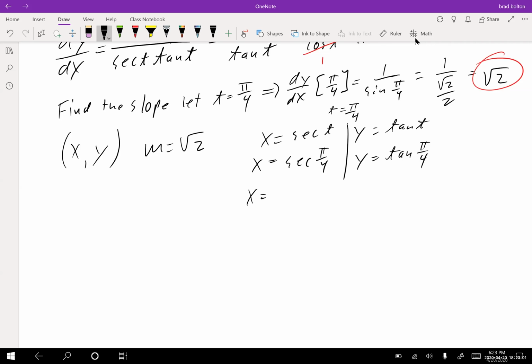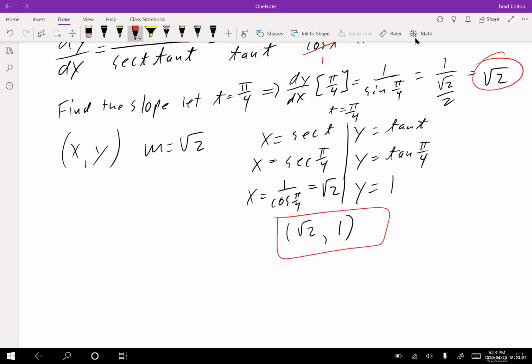Well, this is 1 over the cosine of pi over 4. And we should know that. The cosine of pi over 4 would be square root 2 over 2, but since it's in the denominator, it's just going to be square root 2. And then we know tan of 45 degrees, or pi over 4, is just 1. Okay, so we're looking good. So we have our point, square root 2 comma 1. We have our x and our y coordinate.